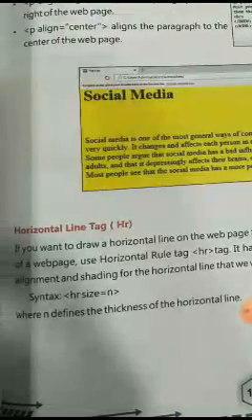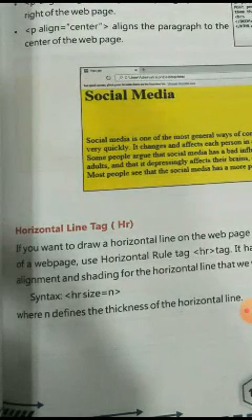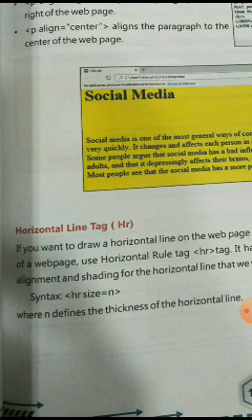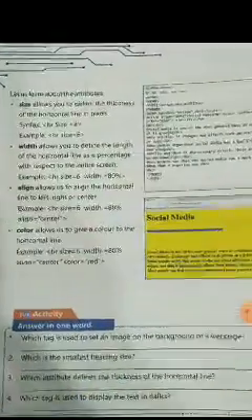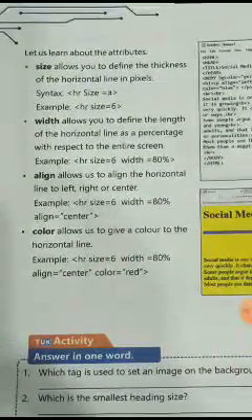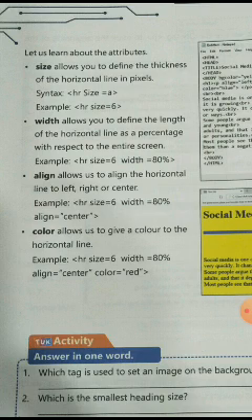If you want to use a horizontal line, you have to use the HR tag. This is an empty tag, no need to close this tag. Simply you have to give HR, and you can give size also, HR and size, then a number. What are the sizes? I'll tell you. Size allows you to define the thickness of the horizontal line in pixels. HR then size, it's given 6.